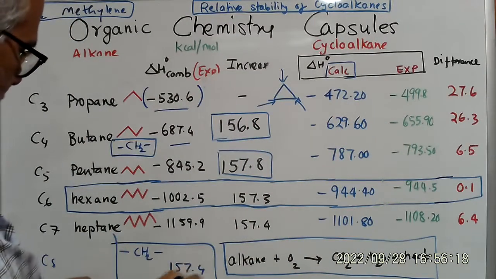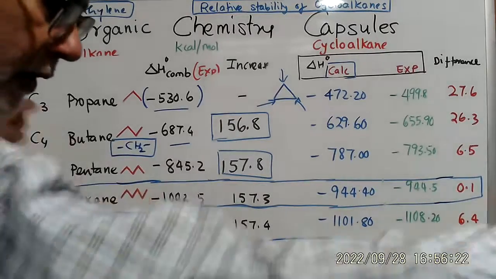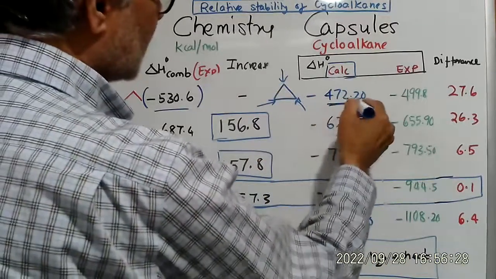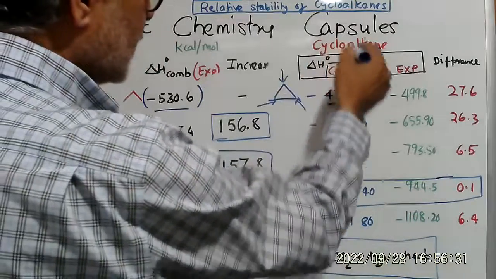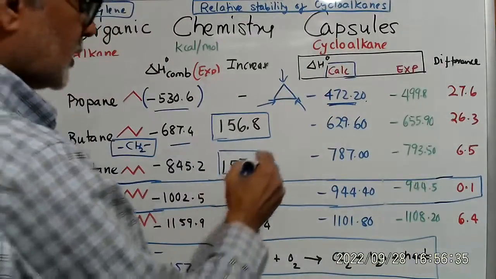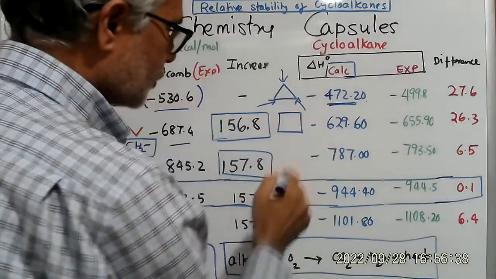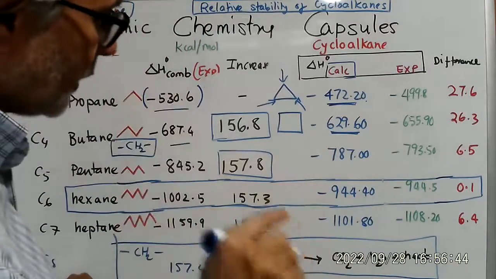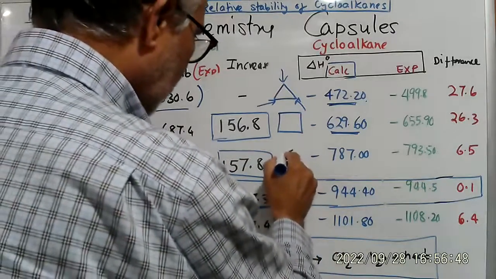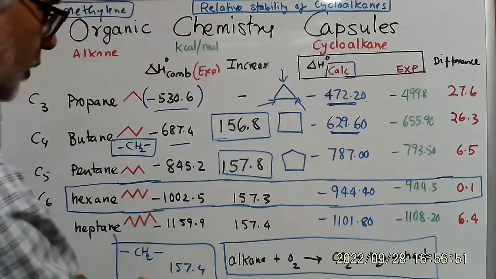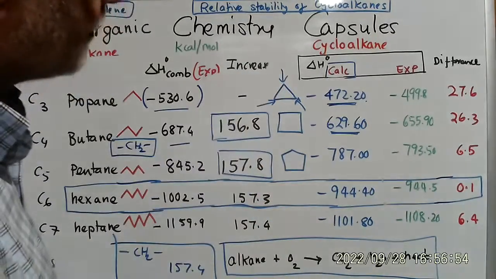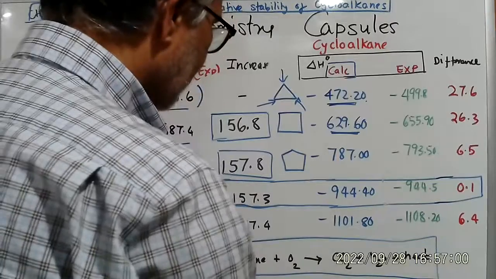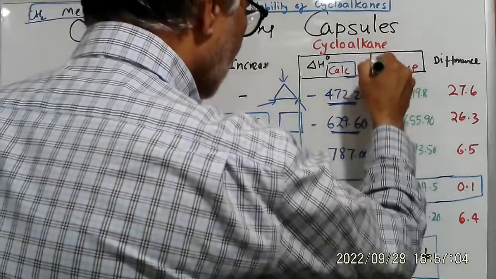So since we averaged CH2 to be 157.4 in straight chain alkanes, and there are 3 CH2s in cyclopropane, the calculated delta H for cyclopropane will be so much. Cyclobutane is this. It has 4 CH2 units. So 4 times 157.4, 629.6 is the calculated delta H for cyclobutane. So on for cyclopentane, you take this number, multiply by 5, and so on. So these are the calculated numbers. I just want to highlight that this is the column with the calculated numbers.